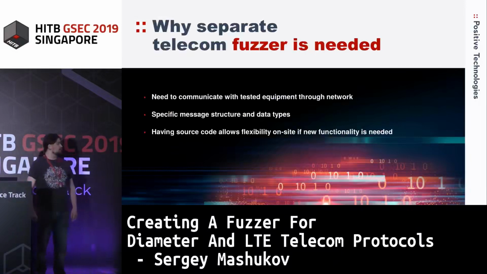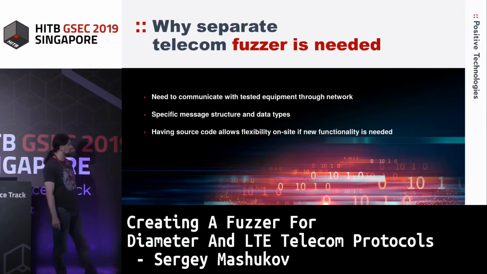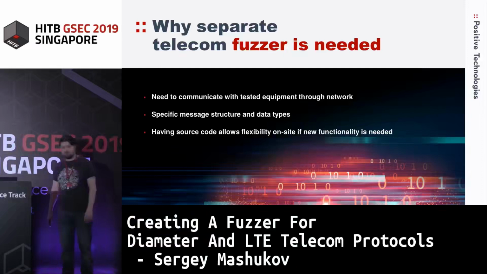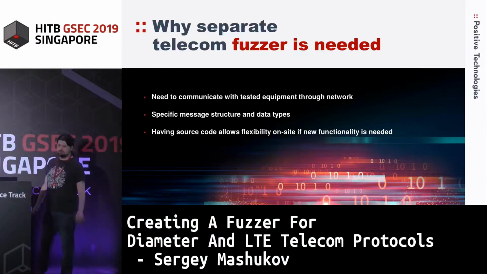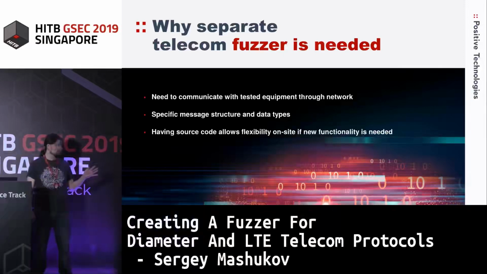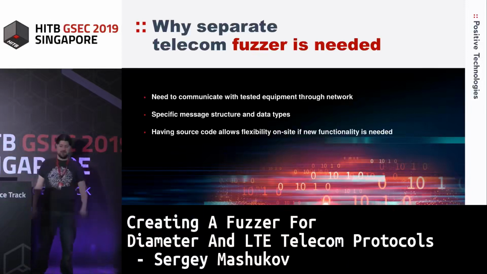So, okay, my mind is set. I want to fuzz my MNO network, for example. What do I need for that? I need a fuzzer. Why do I need a separate fuzzer for that? First, why can't I use existing technology? First of all, you need to communicate through the network, and for this you usually need a working Diameter stack. You have a specific structure, and if you just fuzz messages without regard to the structure, most of your fuzzing will go to waste.